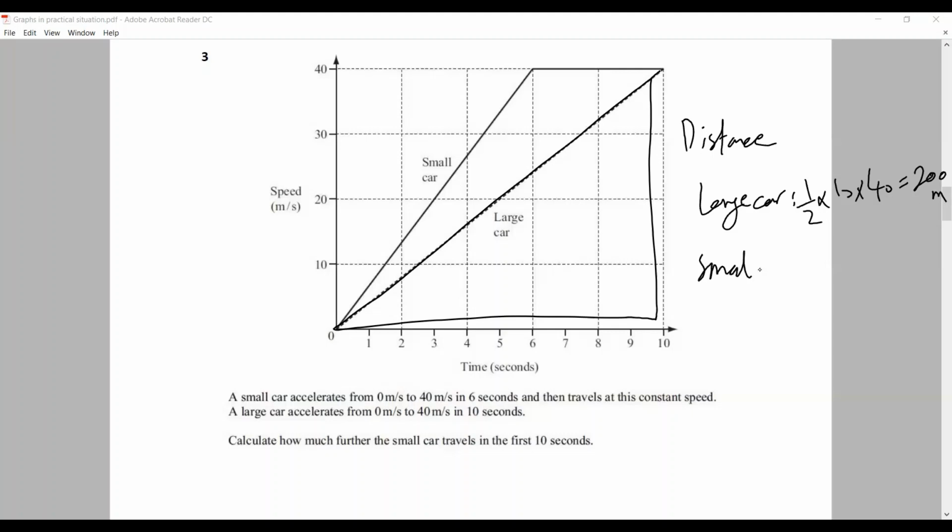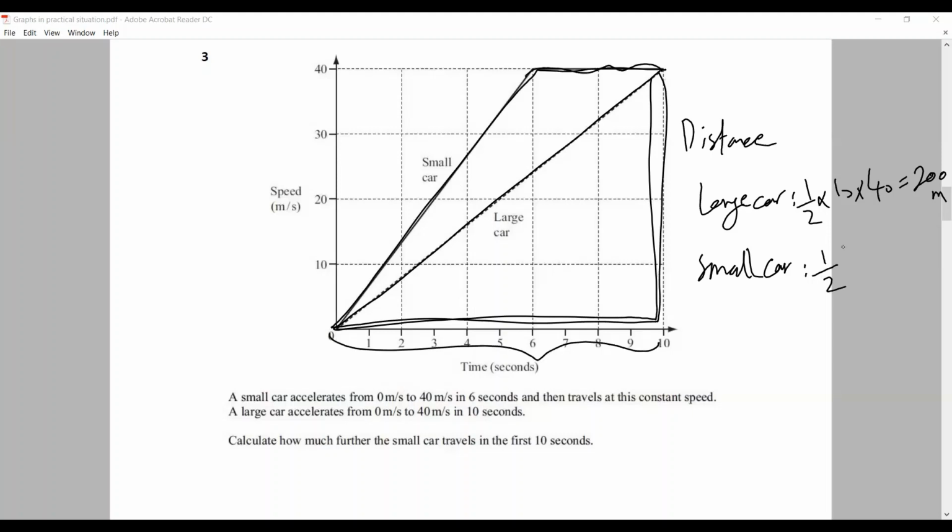The small car, on the other hand, that is a trapezium right there. So what I can do is half of the two bases. This is 10. The top one is basically 10 minus 6. So this distance is 4.